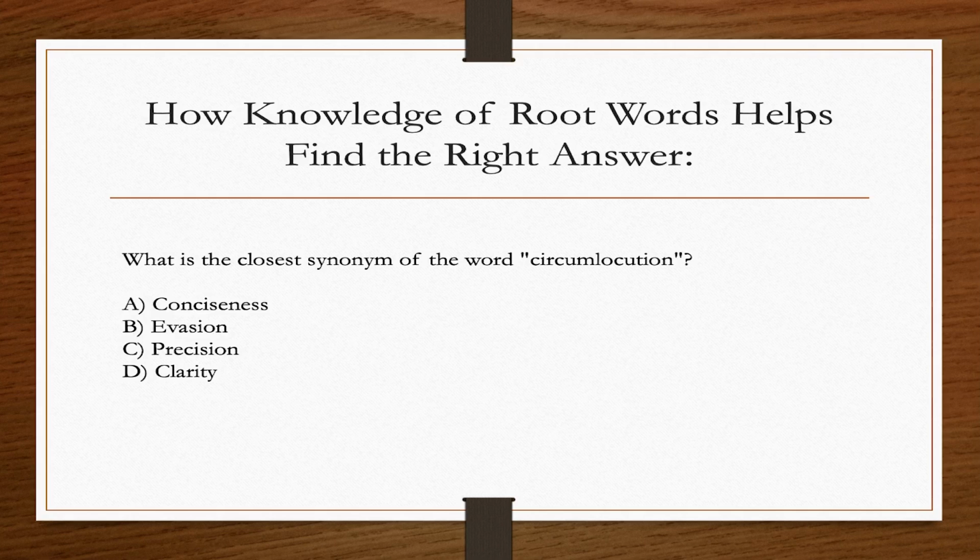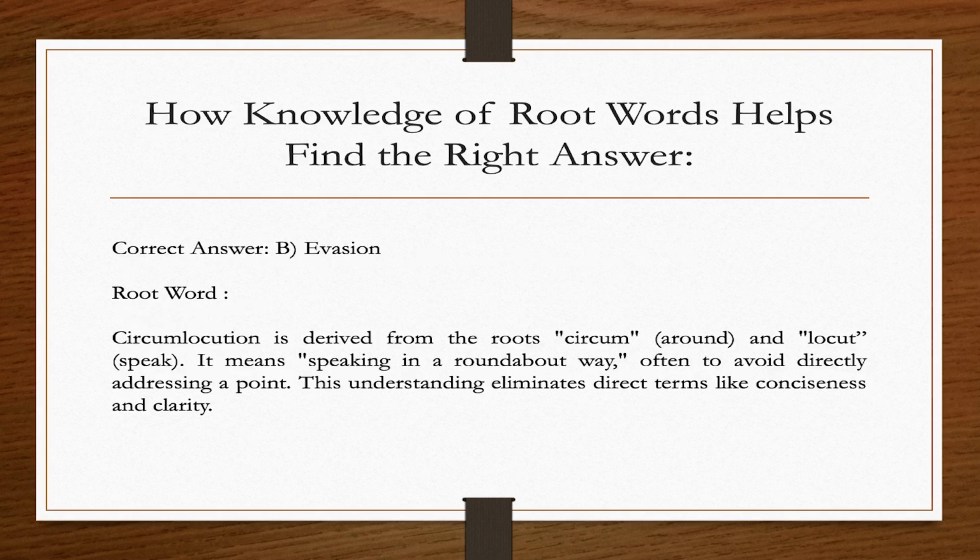Now, let's see what the correct answer is. That is B, evasion. And if you see the explanation, circumlocution is derived from the roots circum, that is around, and locute, that is speak. Circumlocution means speaking in a roundabout way, often to avoid directly addressing an issue. So this understanding eliminates direct terms like conciseness and clarity.